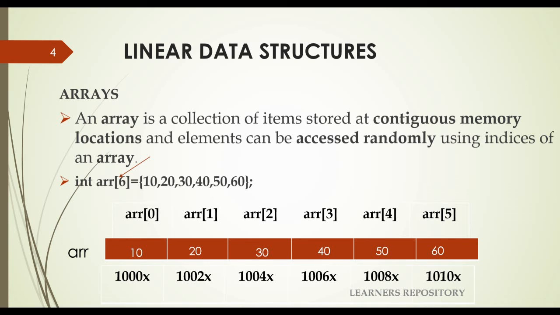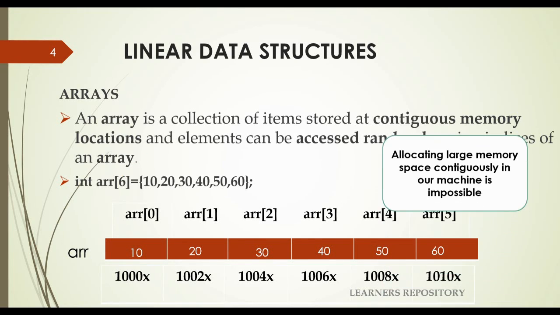To overcome this drawback, we are moving to the concept called dynamic memory allocation. We'll have another video on dynamic memory allocation separately. So even if the array is dynamic, allocating memory for a large space contiguously, it is not possible. So we are moving on to the next concept called linked list.